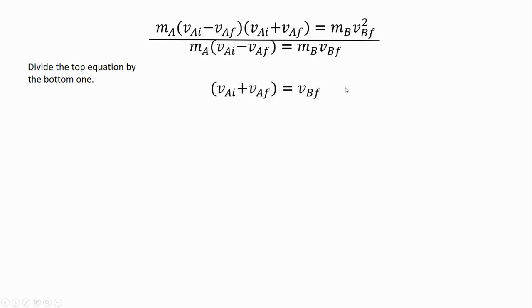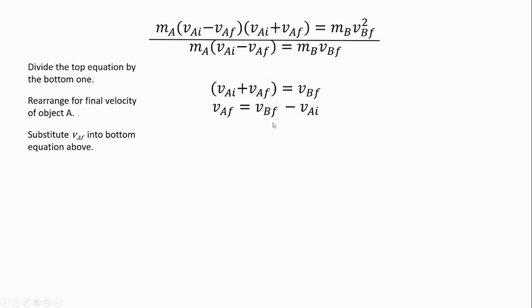So that really reduces this equation. Now it gives you a very simple equation that relates the final velocity of object B with the velocities for object A. So we rearrange for the final velocity of object A, which is right here. And we'll substitute this VA final in for the VA final here in this bottom equation.